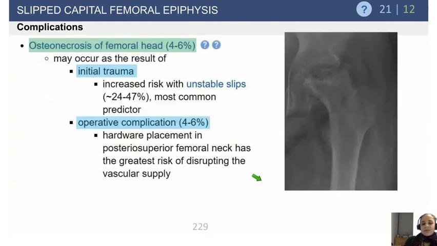So avascular necrosis of the femoral head is probably the most devastating complication associated with slipped capital femoral epiphysis. It can result from the initial trauma or from an operative complication, depending on your treatment technique. In in situ pinning, posterior superior screws are the most associated with disrupting the blood supply.